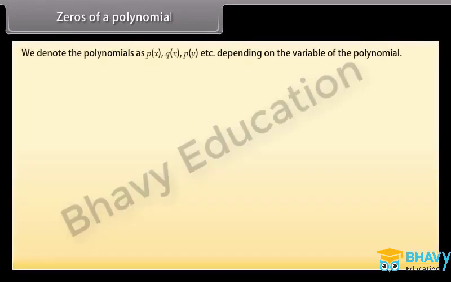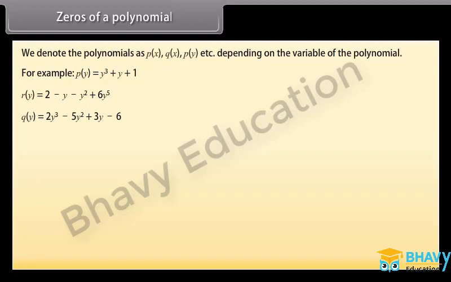Zeros of polynomial. We denote the polynomials as p(x), q(x), p(y), etc., depending on the variable of the polynomial. For example, p(y) is equal to y cubed plus y plus 1. r(y) is equal to 2 minus y squared plus 6y raised to the power 5. Look at this polynomial now. q(y) is equal to 2y cubed minus 5y squared plus 3y minus 6.